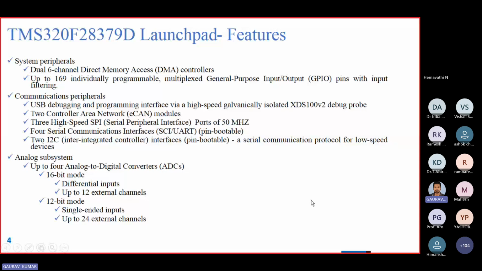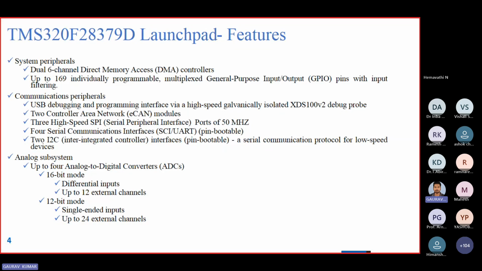So the single-ended input per channel is 12 bit. That is, if we give a single-ended input, it will convert it to 12 bit, meaning 2 to the power 12 minus 1, so it will convert the sensed input into a digital value within 4095. Similarly, when it comes through the differential input, it converts into 16-bit data, meaning 2 to the power 16 minus 1, so I think 65535 is the digital value.